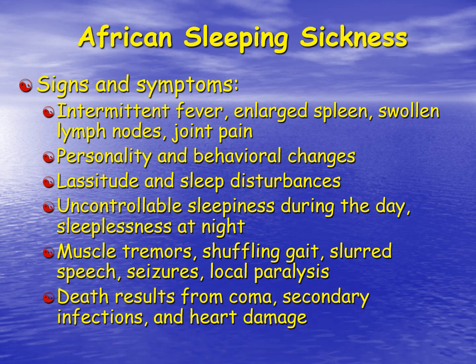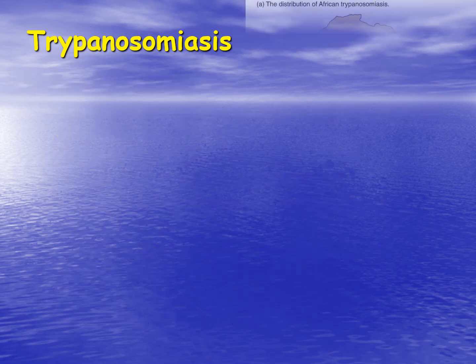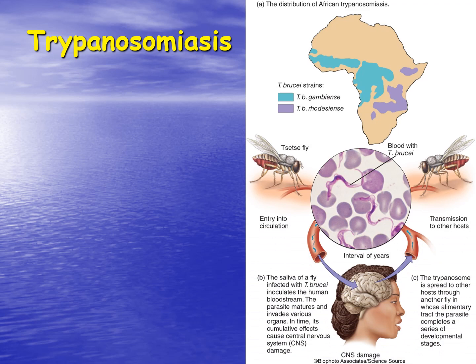Death usually results from coma, secondary infections, and heart damage. Trypanosoma is seen primarily in sub-Saharan equatorial Africa because that's where the tsetse fly is located.